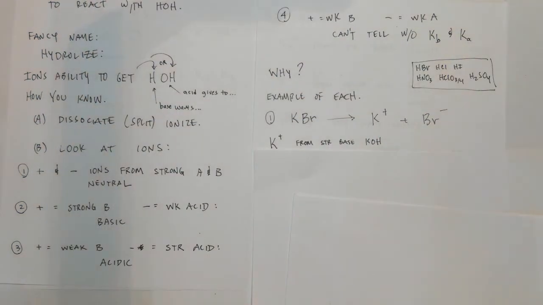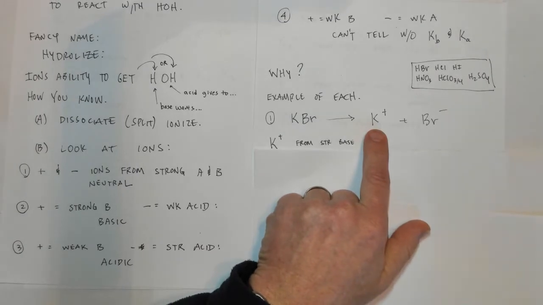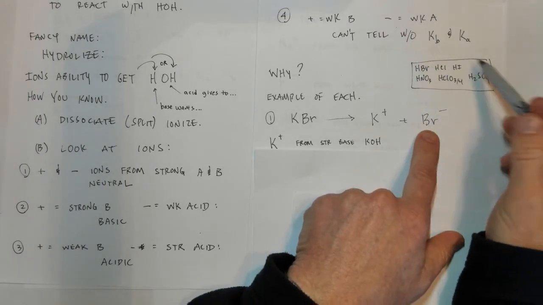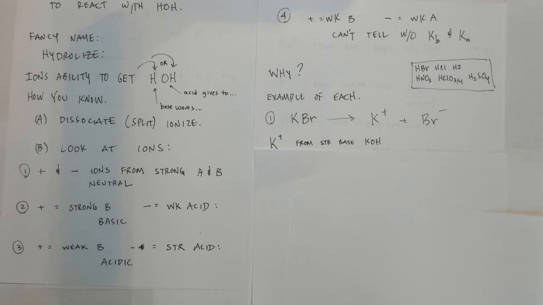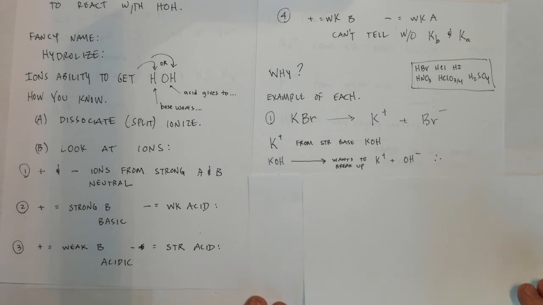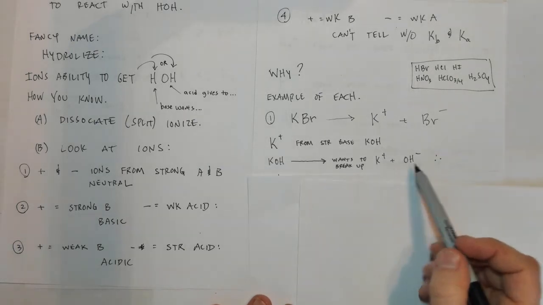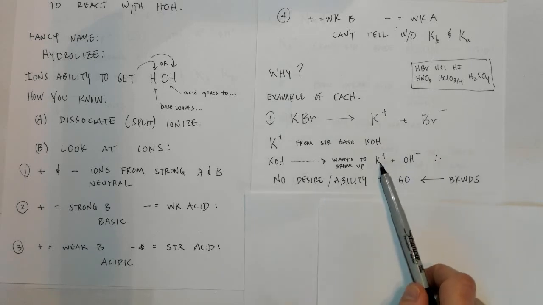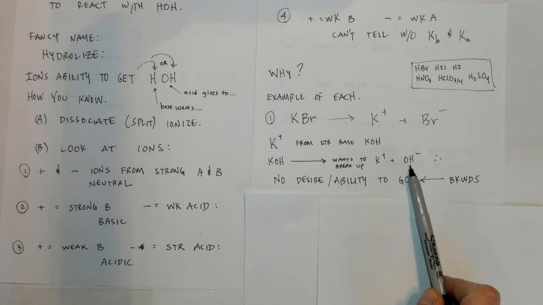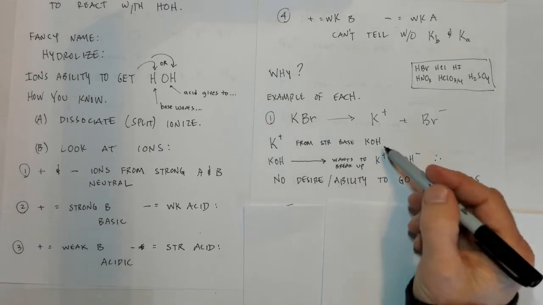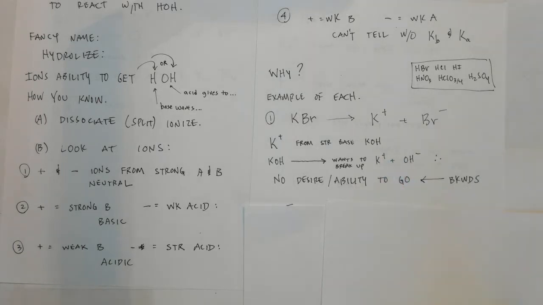Anytime you get a cation from a strong base, it's neutral, it'll do nothing. Anytime you get an anion from one of these strong acids, it will do nothing in solution. K plus is from a strong base, KOH. KOH wants to break up to give you K plus and OH minus right here. Therefore, it has no desirability to go backwards. K plus doesn't want to go get hydrogens. K plus doesn't want to go get OH minuses. It wants to do nothing in solution. Since it came from a strong base, it wants to stay that way, so K plus is a neutral substance.